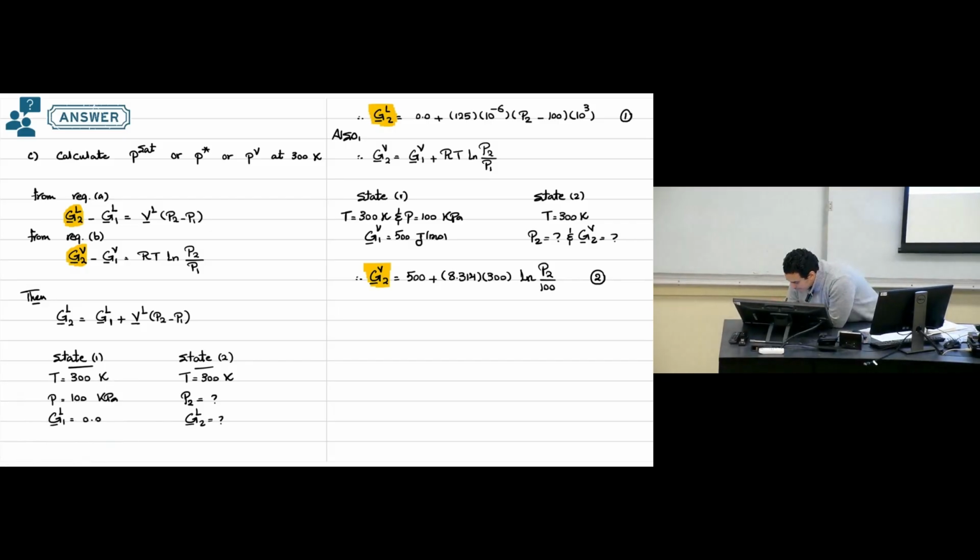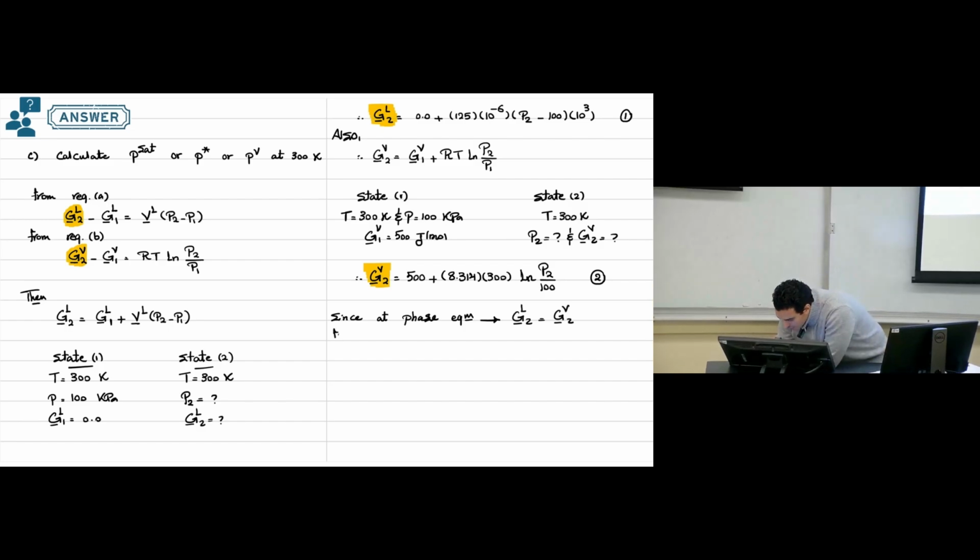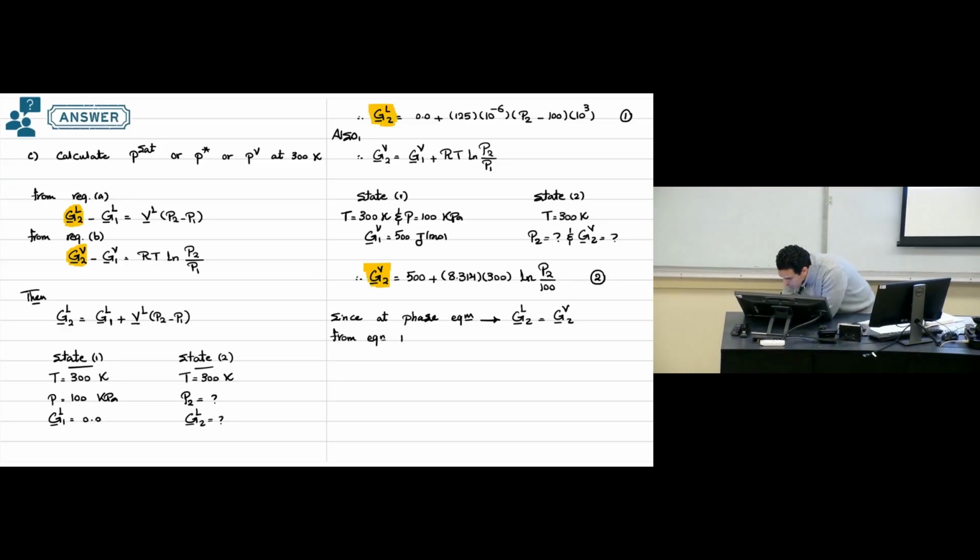Since at phase equilibrium, molar Gibbs free energy for liquid equals molar Gibbs free energy of vapor, then from equations 1 and 2, we can say 0 plus 125 times 10 to the power negative 6 times P2 minus 100 times 10 to the power 3, all of this equivalent to 500 plus 8.314 times 300 times ln P2 over 100.